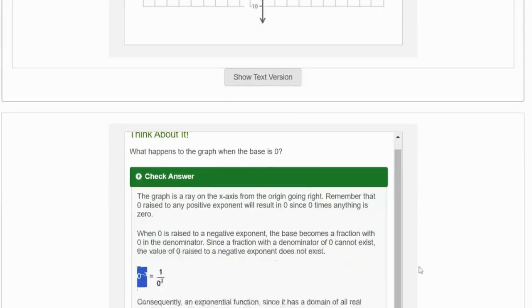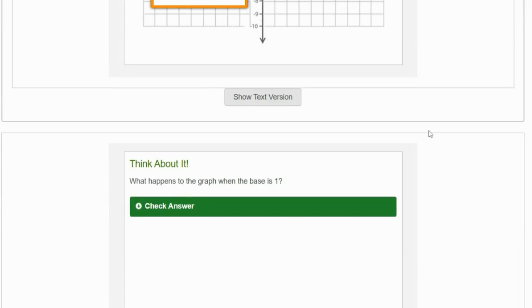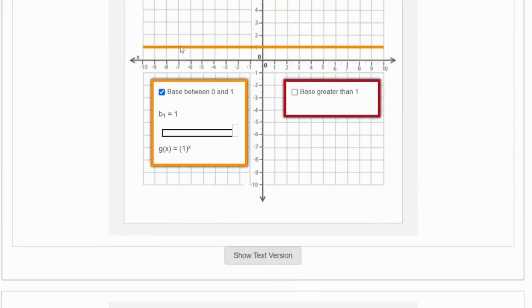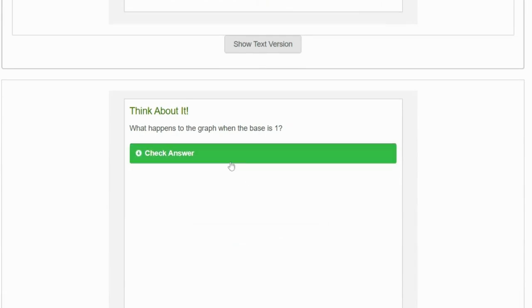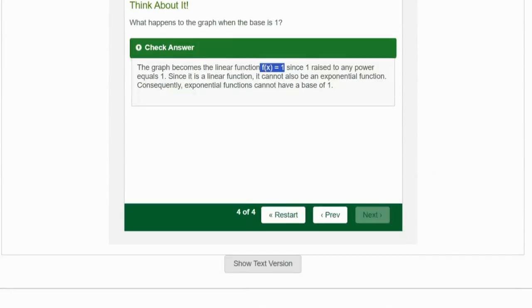And then the last one, last question. What happens when the base is 1? And we talked about that. 1 raised to any power is 1. So it's going to continue to be just a straight line. f(x) equals 1. 1 to any power equals 1. All right. Page 2. That's a lot for page 1.